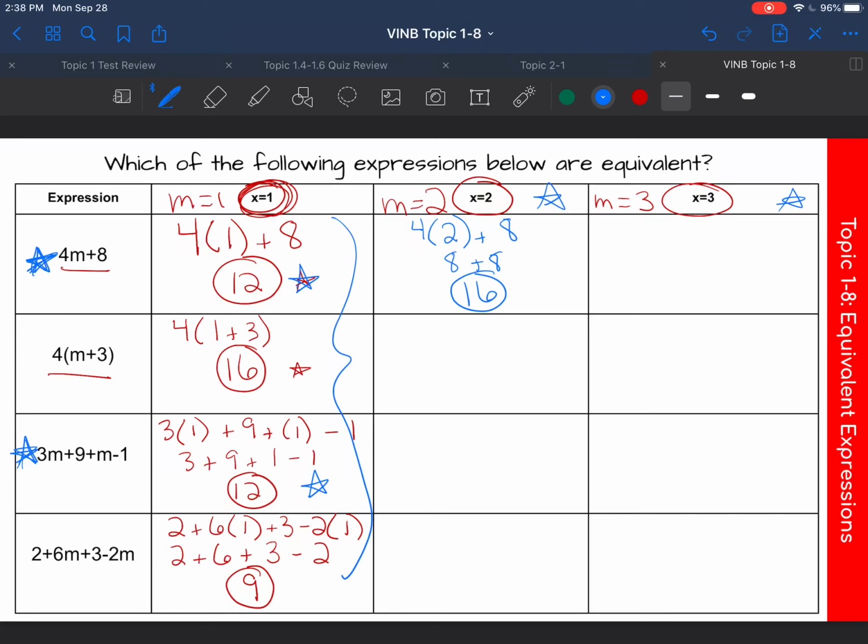Okay? And then the next one, we have 4 parentheses, again, plugging in 2 plus 3. 2 plus 3 is 5. 5 times 4 is 20. So far, these are not the same.